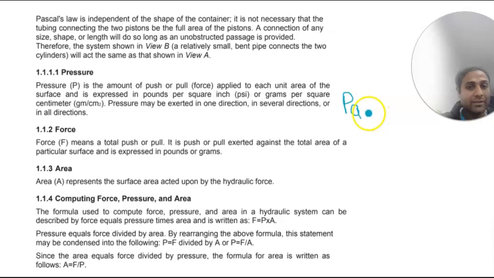Now the next thing is expansion of a liquid and incompressibility. For the purpose of pneumatic and hydraulic, let's consider the hydraulic. We assume the fluids are not compressible. Under extremely high pressure, the volume of the fluid can decrease. But this decrease is negligible. We can ignore that decrease.